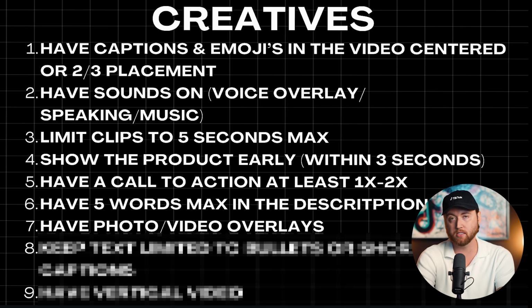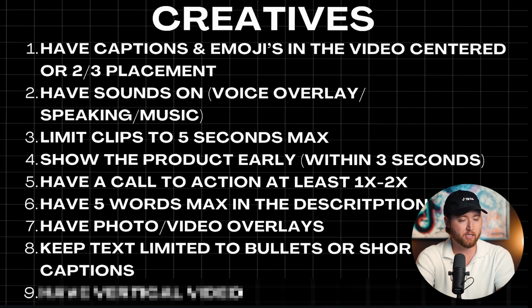And I'm going to show you what this means because we'll go over a few creative examples, but I just want to highlight these key points first so that way you know going into filming your video what exactly you need to do. Number 8 is you want to keep your text limited to bullets or short captions. Essentially that means if you have benefits, you're just going to call out the benefits as bullet points with emojis. Keep it very simple in your video.